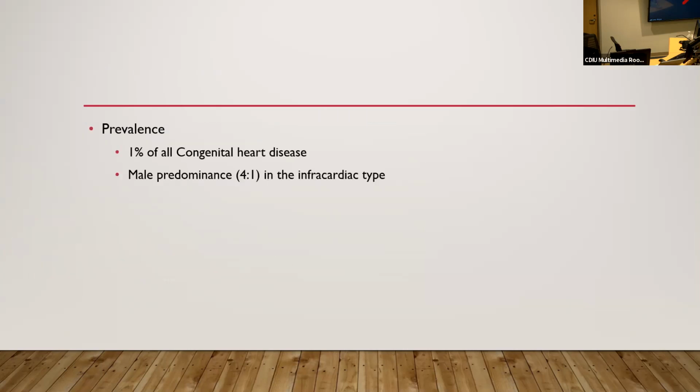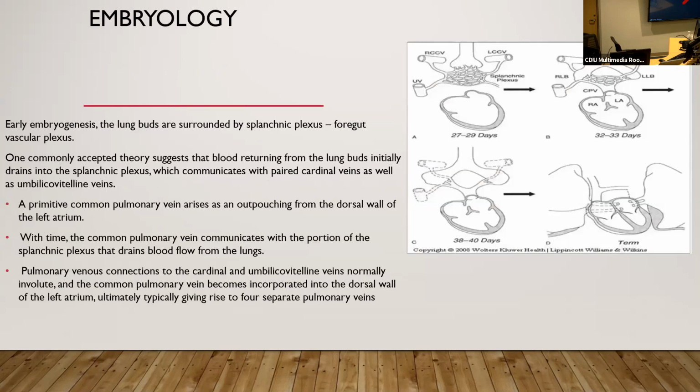So in terms of prevalence, it forms about 1% of all congenital heart disease, with a male predominance of 4:1 in the infracardiac type, which is the total anomalous that we'll go into just now. So firstly, I wanted to go into the embryology so that we get to understand the formation of the pulmonary veins and what happens when there is failure at any point in this formation.